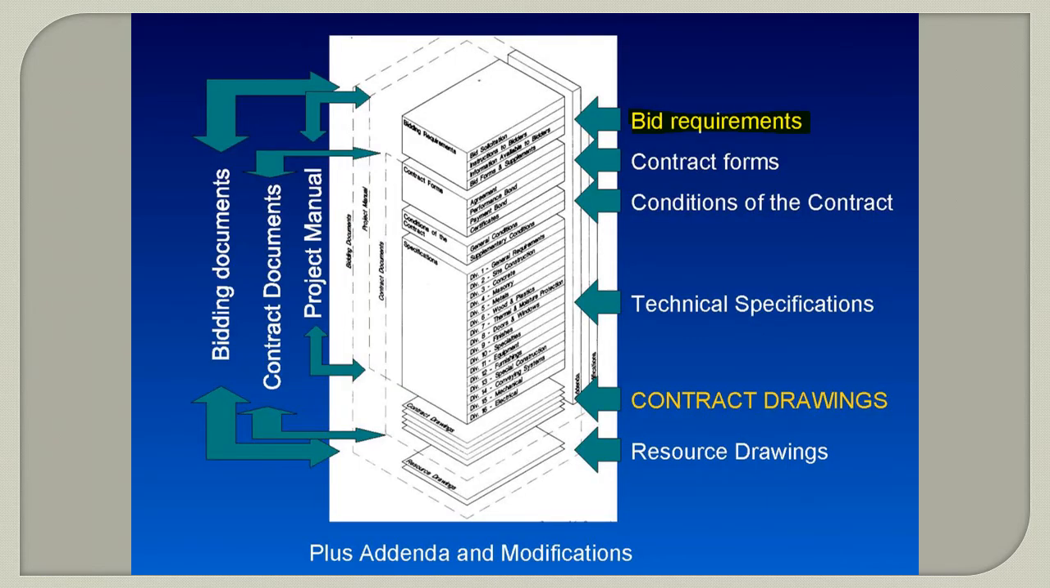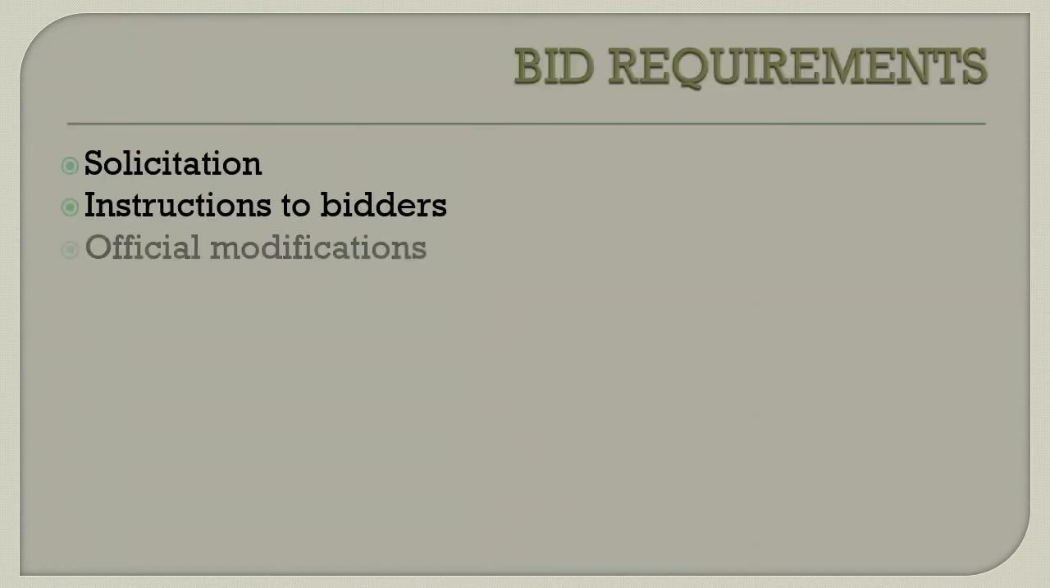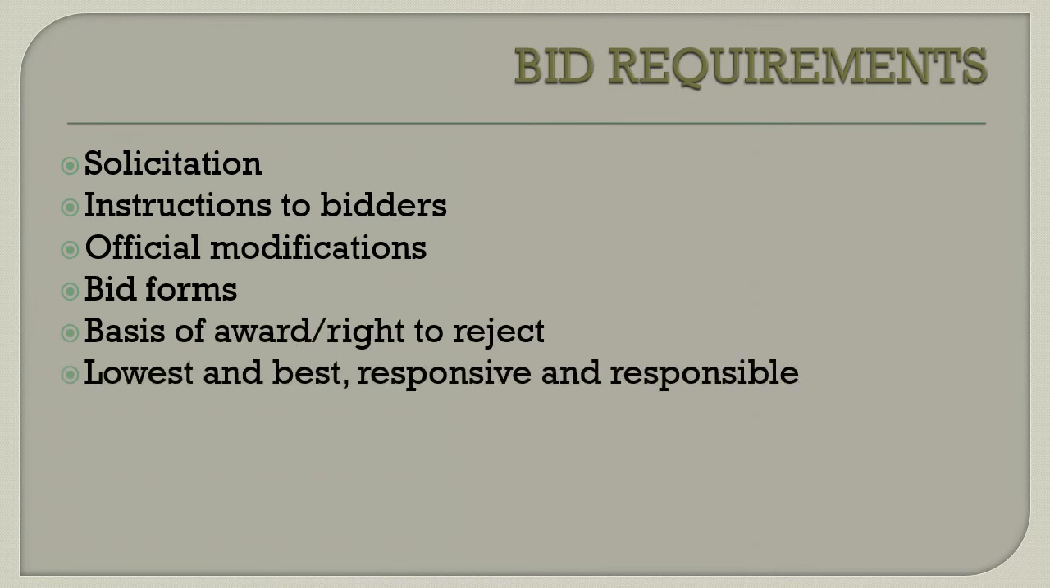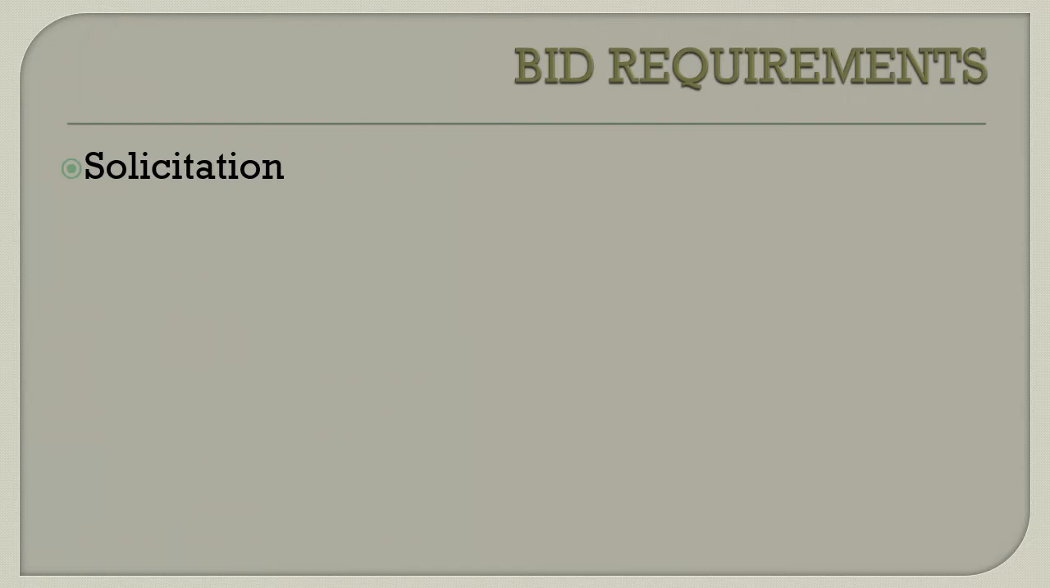So let's take a look at the bid requirements. Before any work can be done, we have to know how much it's going to cost. The bid document will cover these things: solicitation, instruction to bidders, official modifications, bid forms, the basis of award, and the lowest and best bid.